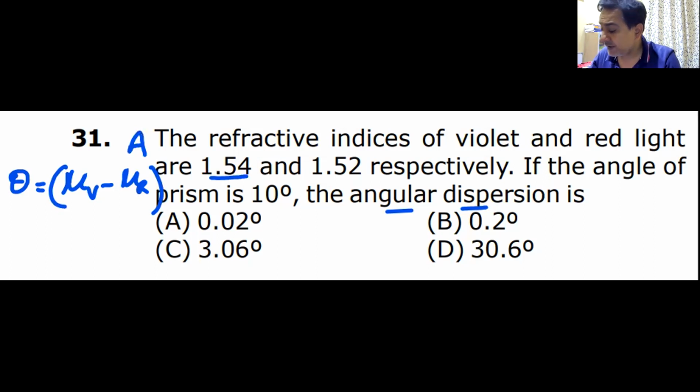Mu violet is given as 1.54. So 1.54 minus 1.52, that will give you 0.02. 0.02 multiplied by 10 degrees. The answer would be in degrees, and the answer would be 0.2 degrees. Option B is the correct option. Do we understand this? Yes or no? That is question number 31 with the answer 0.2 degrees.